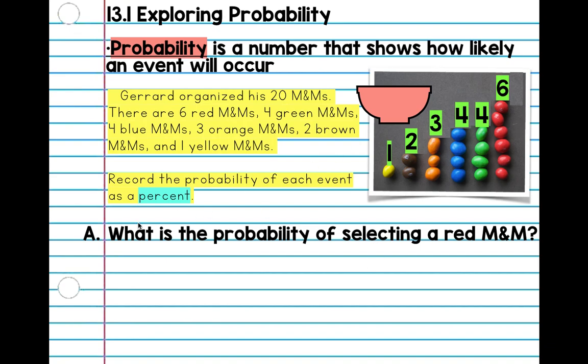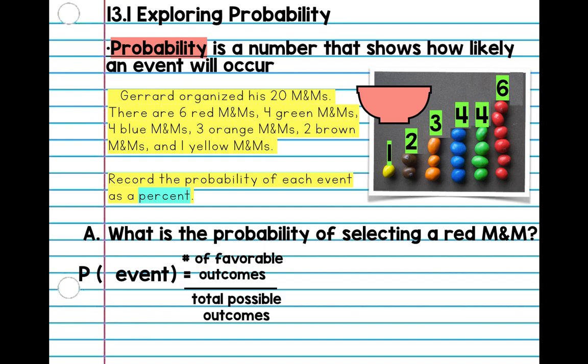In grade 6, we're going to be using the proper formatting, and I want you to copy this down. It looks confusing, but it's actually super simple. This is how the formula looks. It's P, parentheses, event, the number of favorable outcomes, meaning how many there are, over your total possible outcomes. Let's put that in the question. So P, my event is a red M&M, so I put red. Then the number of favorable, meaning how many there are, so I just count, there's 6. And my total, I know there's 20. So 6 over 20, and there is my answer.